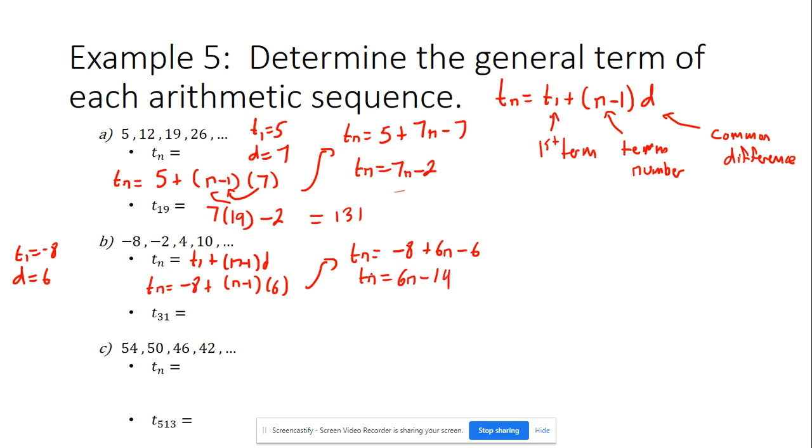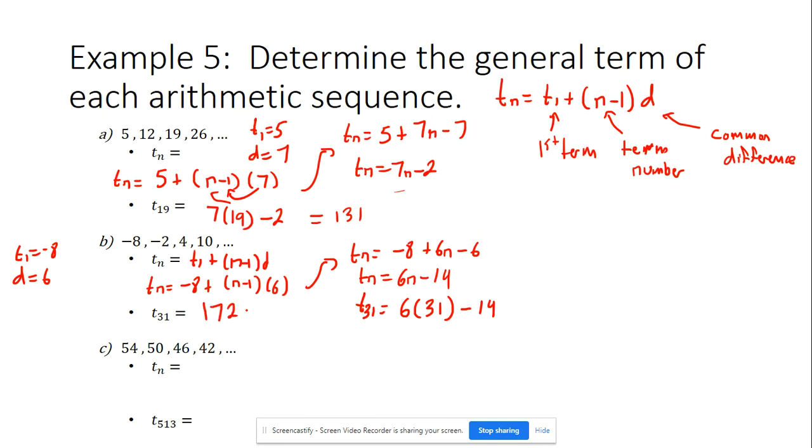All right, so here's what our general term looks like for the first part. Now it's asking us for T31. So T31 equals 6 times 31 minus 14. Calculator time: 6 times 31 minus 14 equals 172. And that's this answer here.